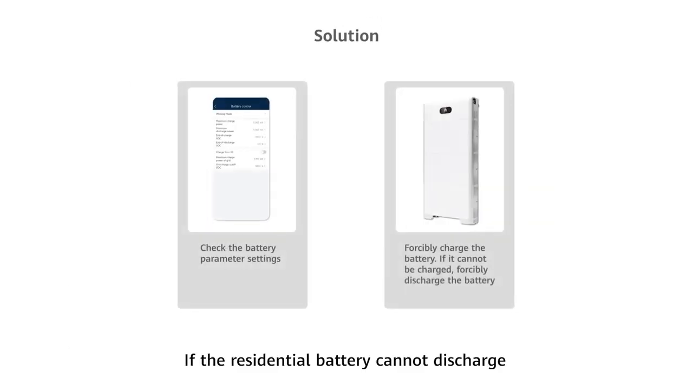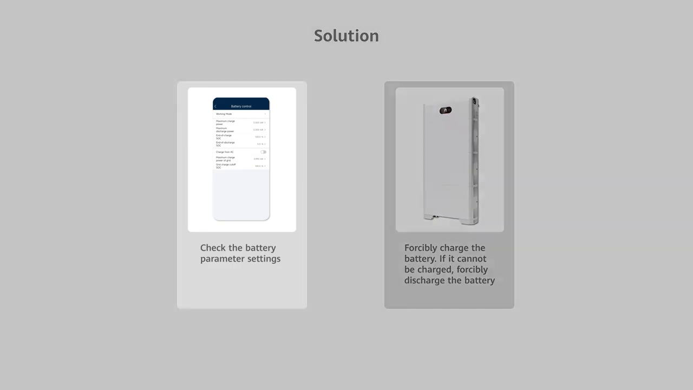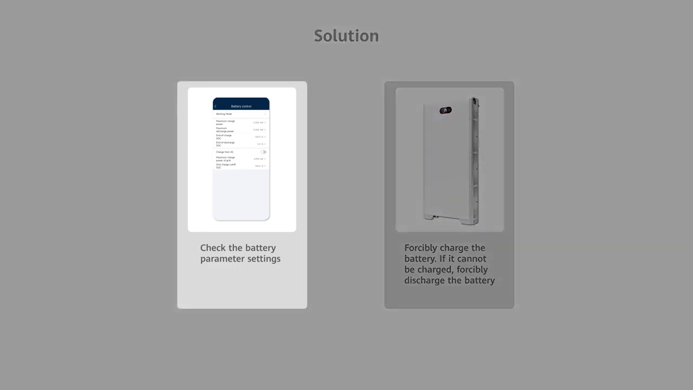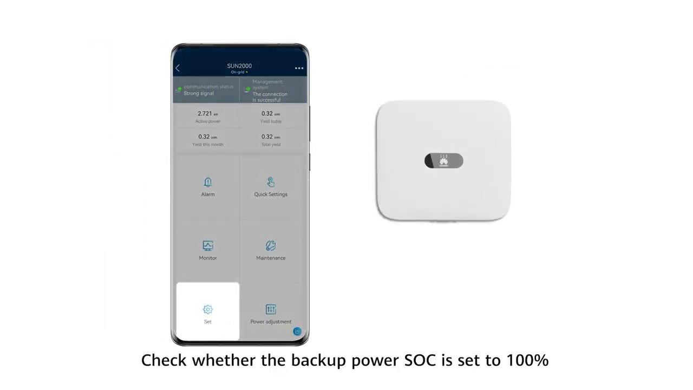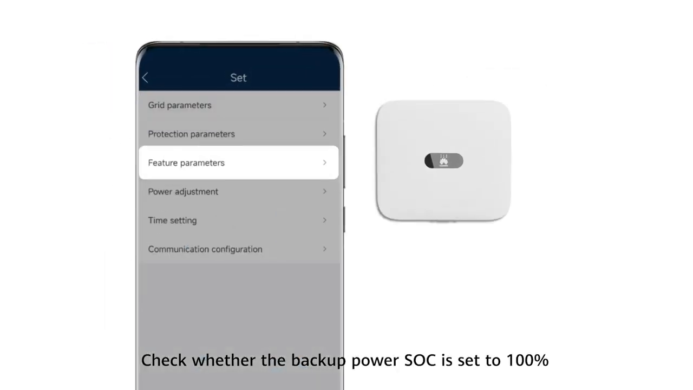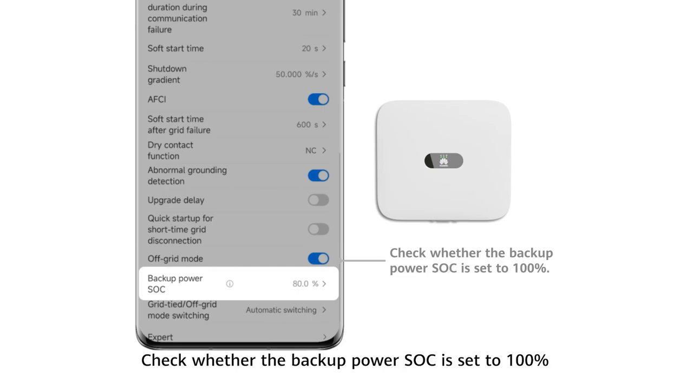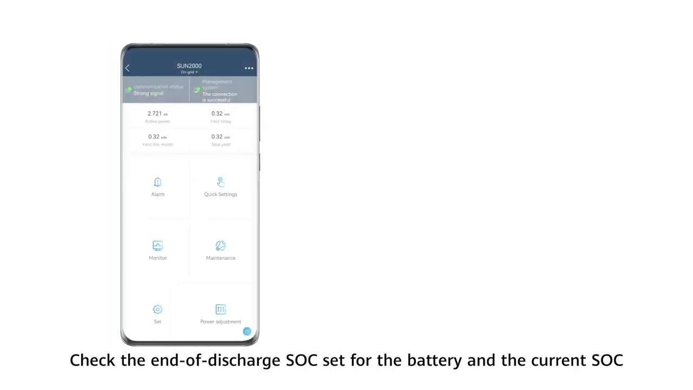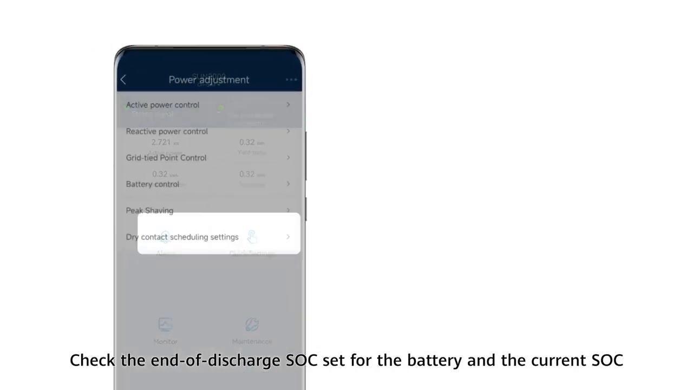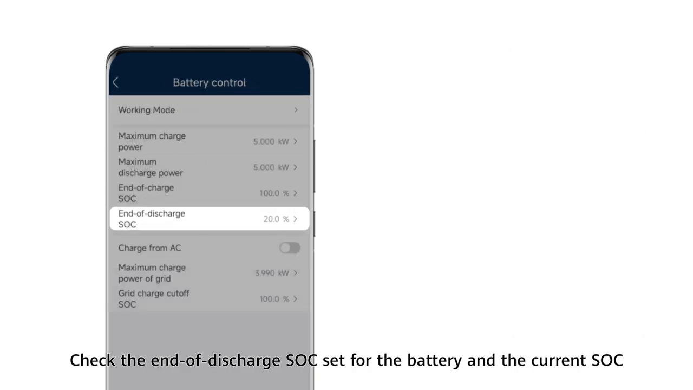If the residential battery cannot discharge, you can take these actions. Check the battery parameter settings. Check whether the backup power SOC is set to 100%. Check the end of discharge SOC set for the battery and the current SOC.